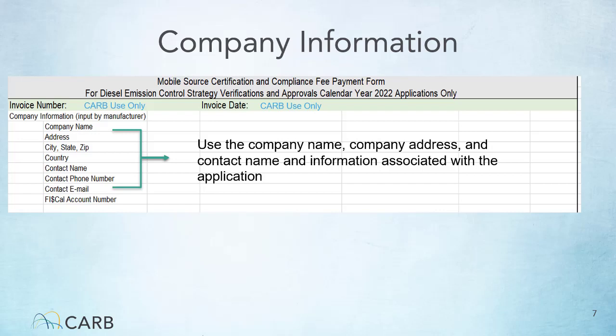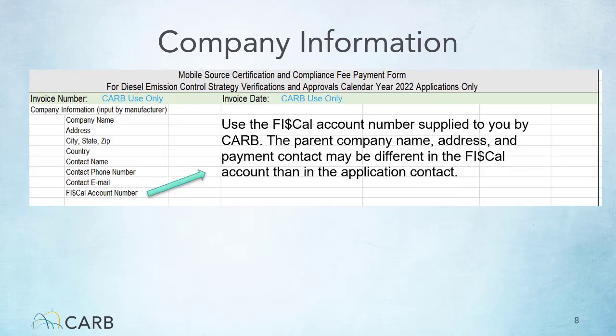For company name, address, city, state, zip code, country, contact name, contact phone number, and contact email, you need to use the company name, company address, and contact name and information associated with the application. For fiscal account number, you need to use the fiscal account number supplied to you by CARB. Please note that the parent company name, address, and payment contact may be different in the fiscal account than in the application contact. In other words, the information identified in the company's fiscal account can be different from the company's technical contact information identified in the application.